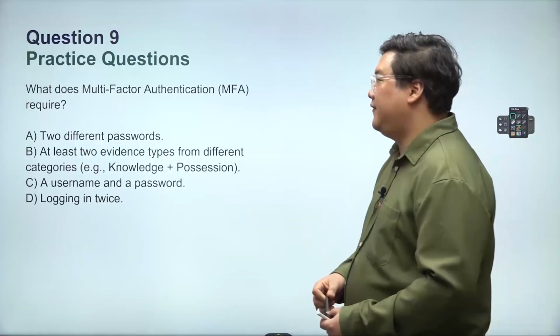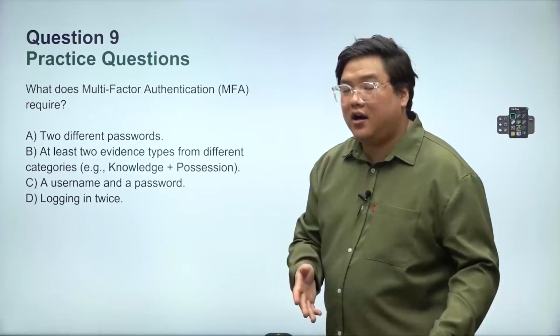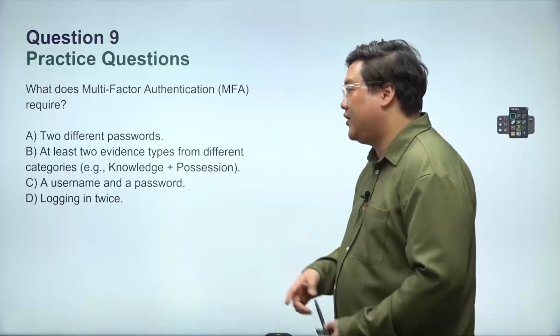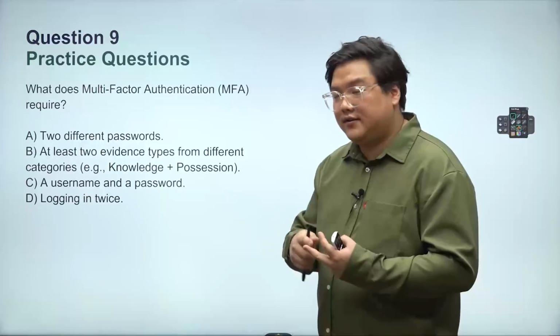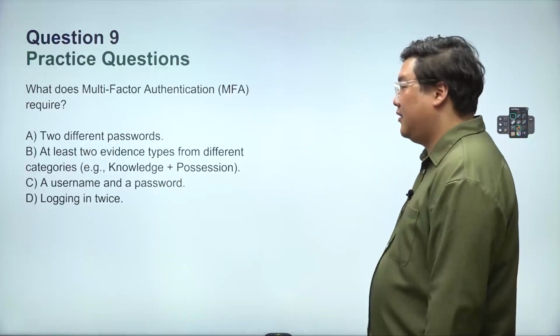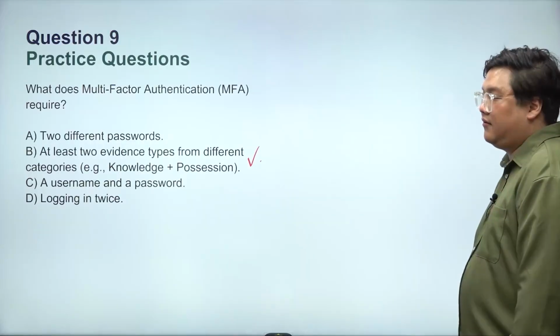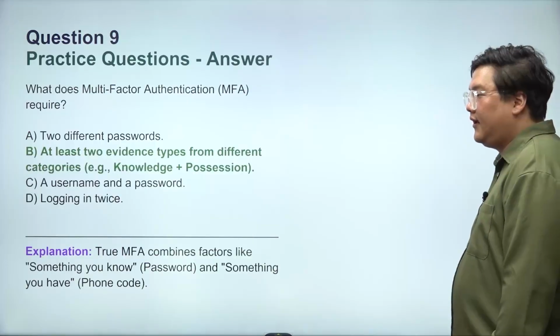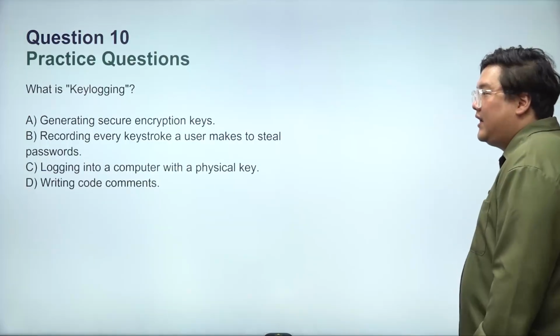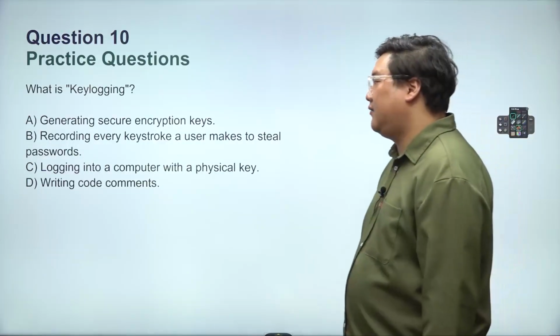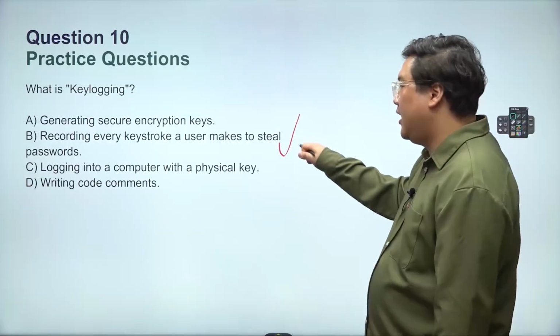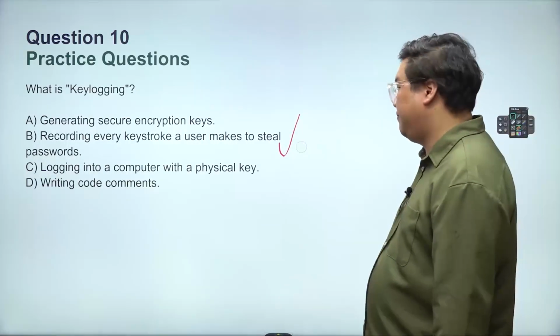All right, and what does multi-factor authentication require? Is it two different passwords? No, we said it's knowledge plus something else, right? Possession, so here in this case, at least two evidence types of different categories. And what is key logging? Key logging is recording every keystroke a user makes to steal passwords, right?